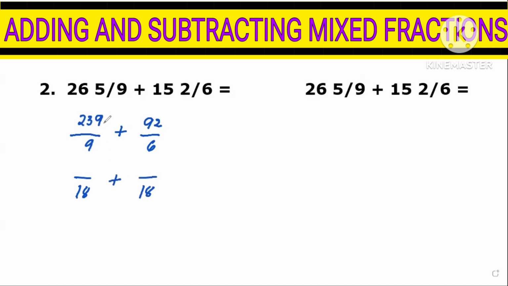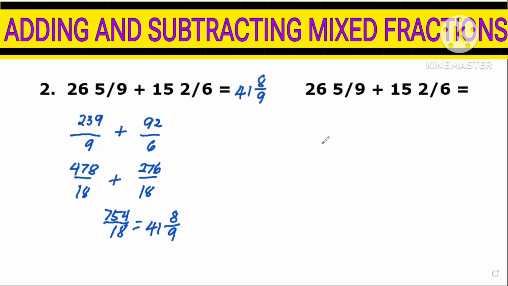We have, multiply to by 2. 239 times 2 is 478. Plus, ito, multiply by 3. 92 times 3 is 276. O yan, napadali yan kasi ginamitan ko yan ng calculator, no? Now, adding the numerators, we have 754 over 18. Now, to change this to mixed fraction, di-divide pa natin yan. 754 divided by 18 is 41 with remainder 8. O, ginamitan ko rin yan ng calculator, no? So, the answer is 41 and 8 over 9.